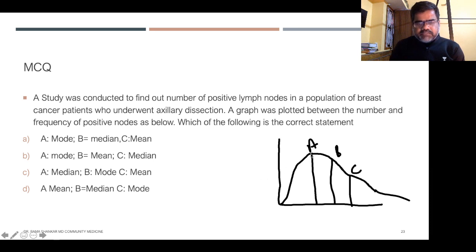Is A the mode, B the median, C the mean, or A the mode, B the mean, C the median? A study was conducted to find out the number of positive lymph nodes in a population of breast cancer patients who underwent axillary dissection. A graph was plotted of the frequency of positive nodes. Which of the following is the correct statement? A is mode, B is median, C is mean. This type of question comes up.